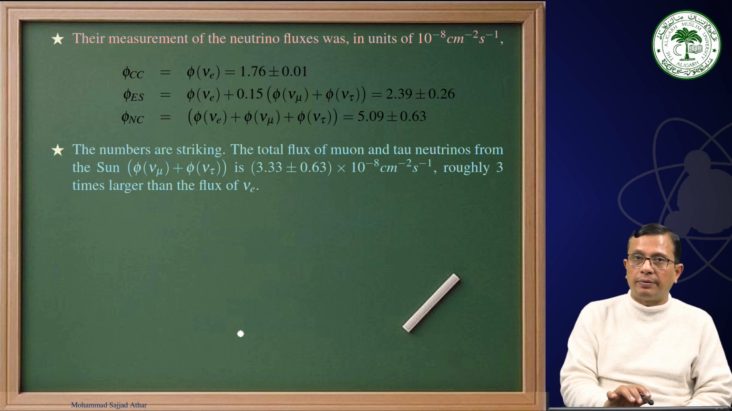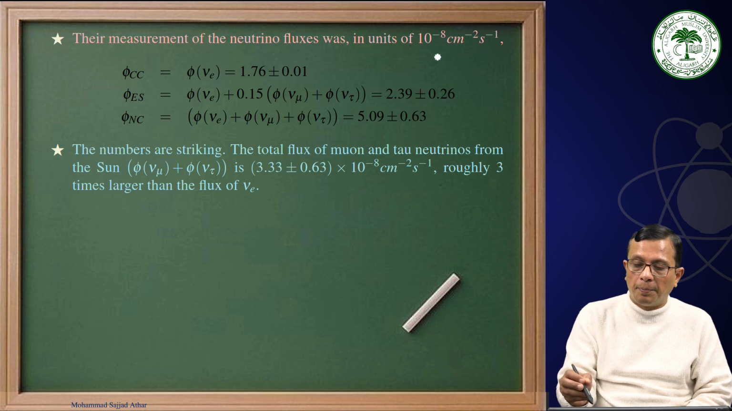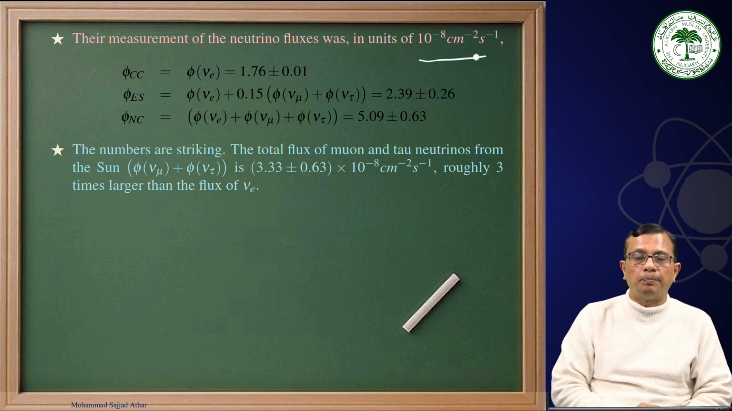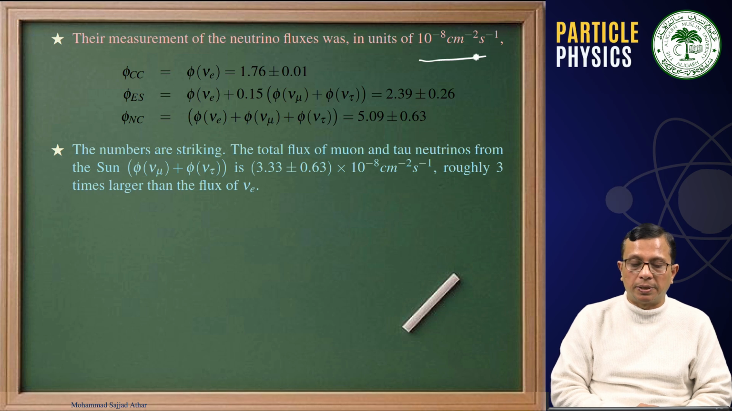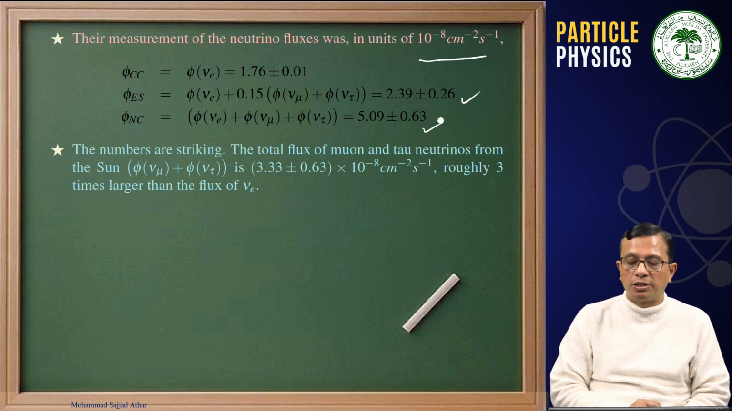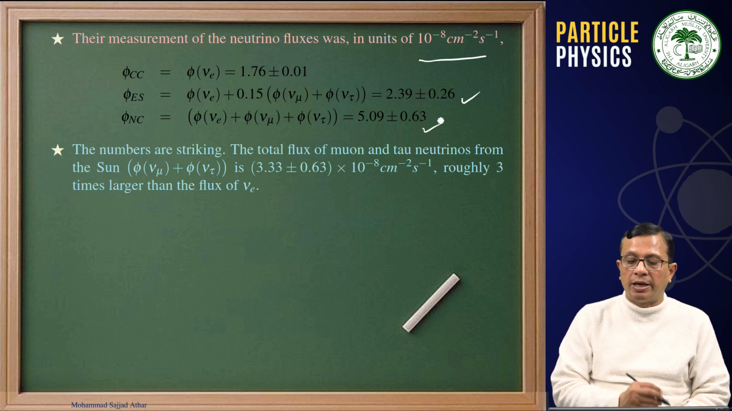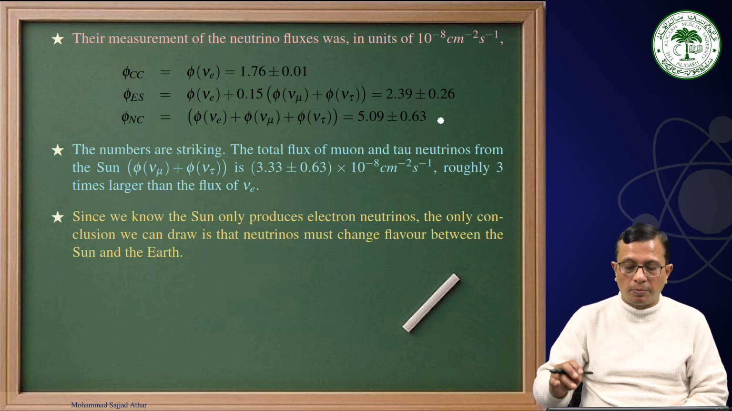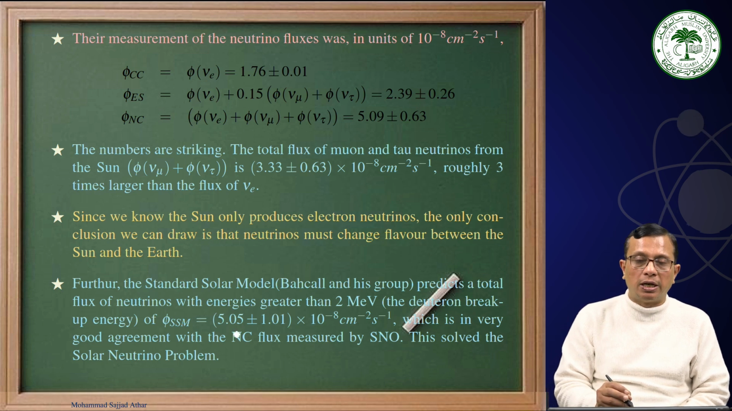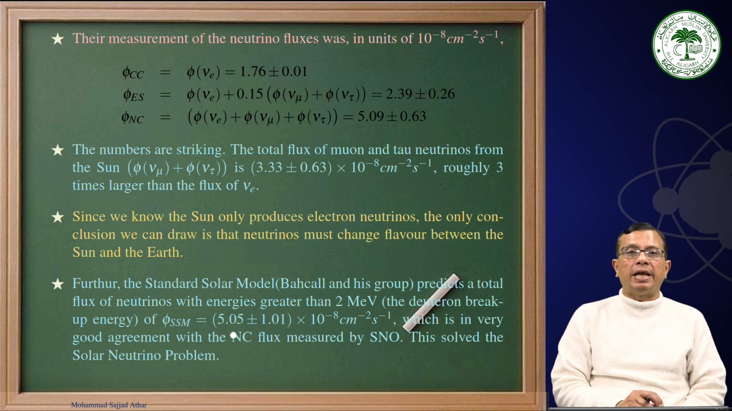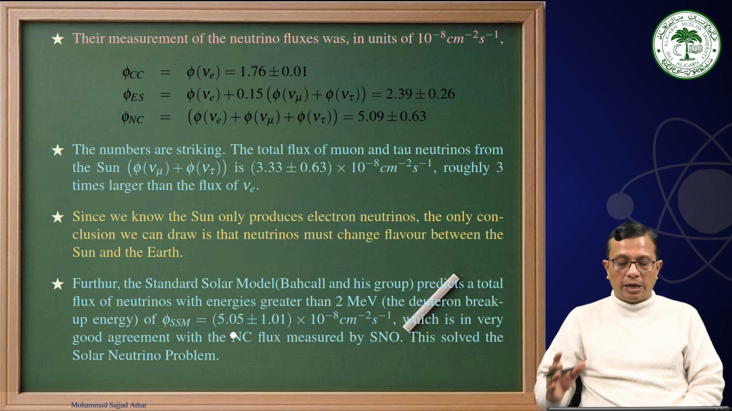As you can see, since nu E interaction can take place only through the charged current interaction, this was their number. The common factor I am putting here is 10 power minus 8 per centimeter square per second. While for elastic scattering, this was the number. And for the neutral current, the number was 5.09. Therefore, the numbers are striking. Why are they striking? This is because the prediction of the standard solar model is 5.05 into 10 power minus 8 neutrinos per centimeter square per second.